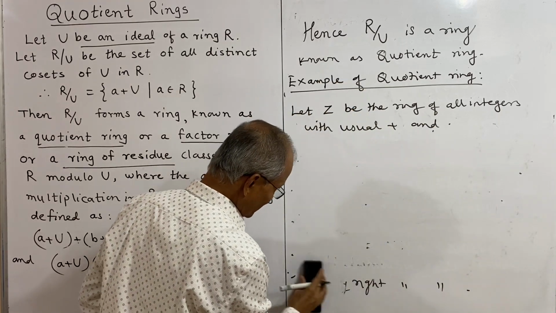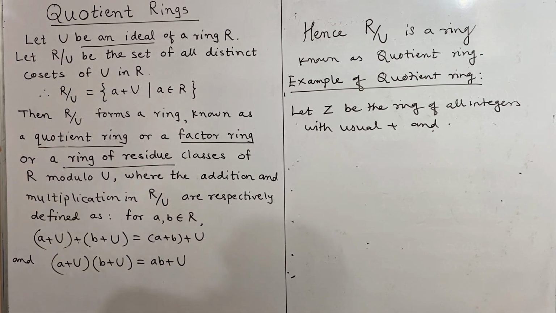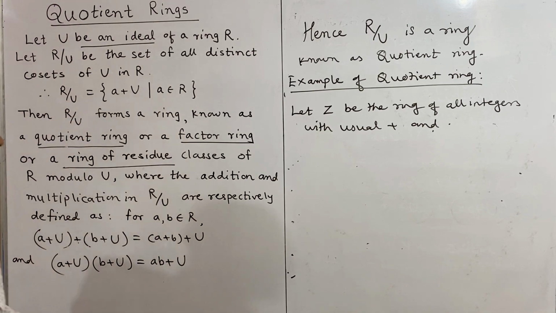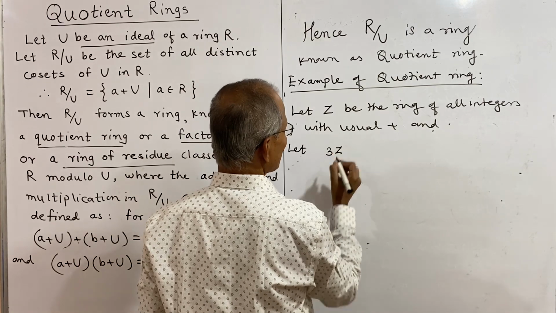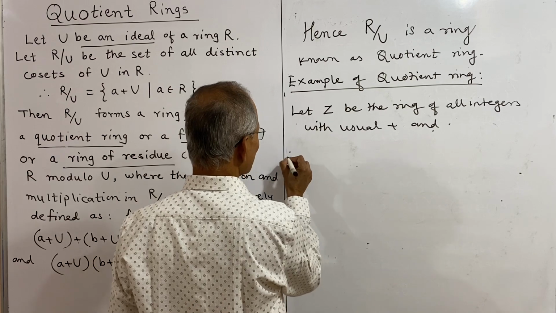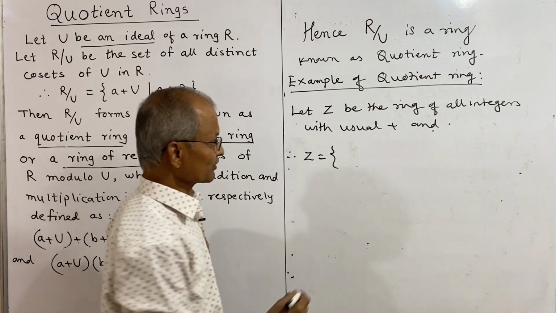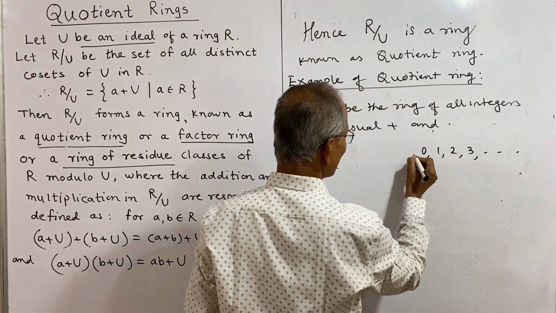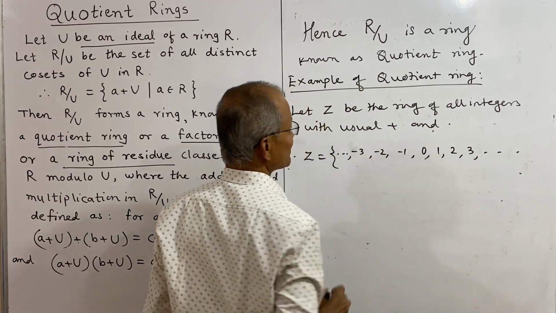And we will consider an ideal of this. A ring is to be considered and an ideal is to be considered, and then we have to form a quotient ring R by the ideal. So let us consider 3Z. Z is the ring of all integers, meaning we write all integers, positive and negative. If 0 is here, then we write positive integers on the right of 0 and negative integers on the left of 0. So this is Z.